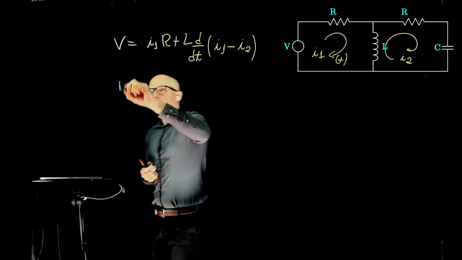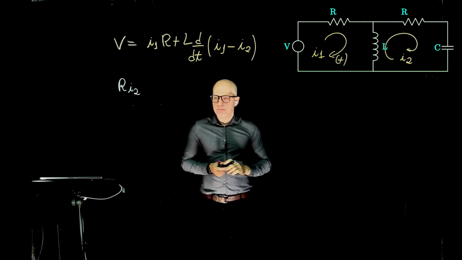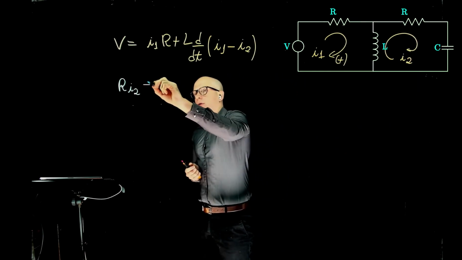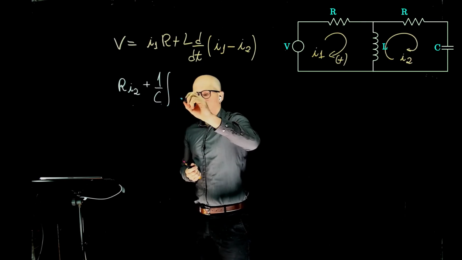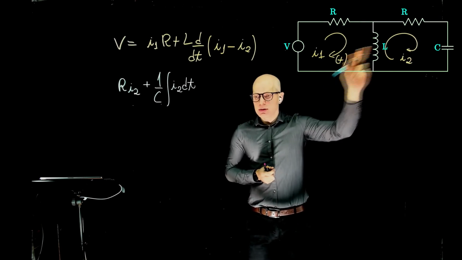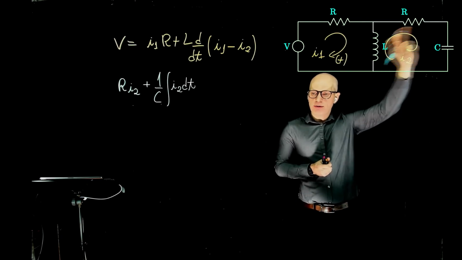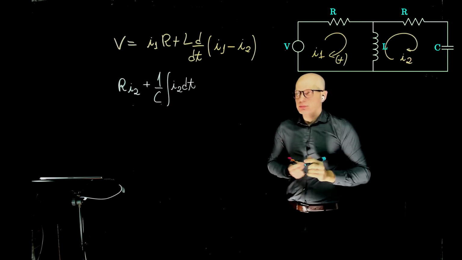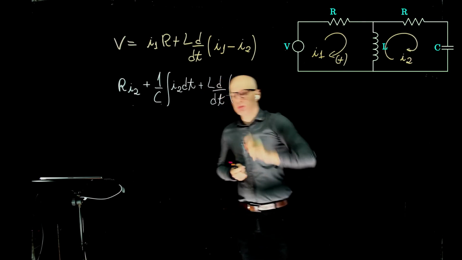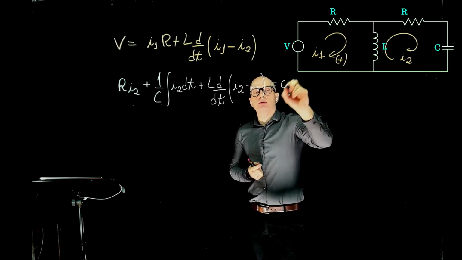So let's start with R. We have R times the current through it, which in this case is I2, plus the voltage across the capacitor, 1 over C integral of I2 dt, and plus the voltage across L. Now we are following the direction of I2. This is our positive reference now. So tell me what the voltage drop is there. It's I2 minus I1. Exactly, I2 minus I1. Very good, and this is equal to 0.